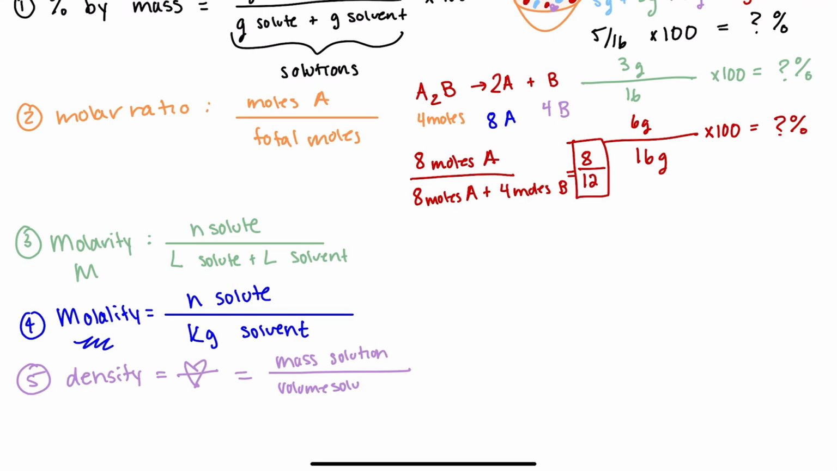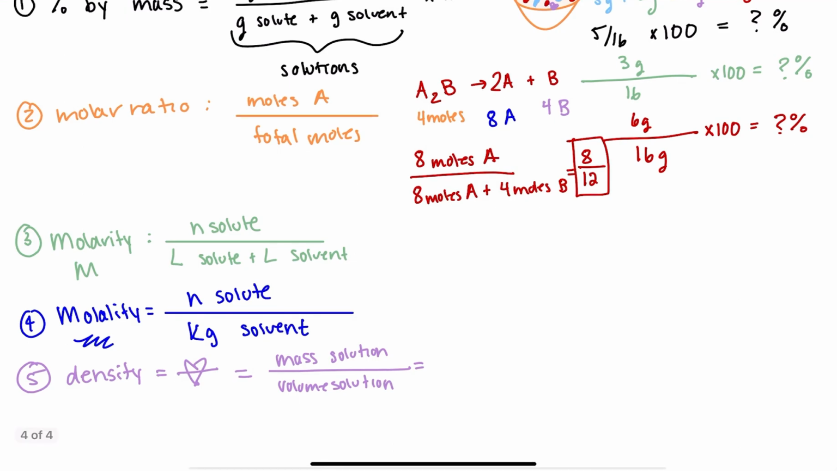So let's do our best to try to expand these types of equations, right? So what's my solution made up of? Your solute and your solvent, right? Mass is usually in grams, so grams of solute plus grams of solvent over volume, which is typically in milliliters for density, mL of solute plus mL of solvent.